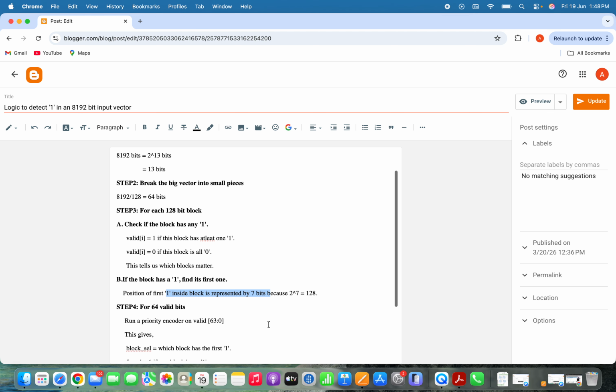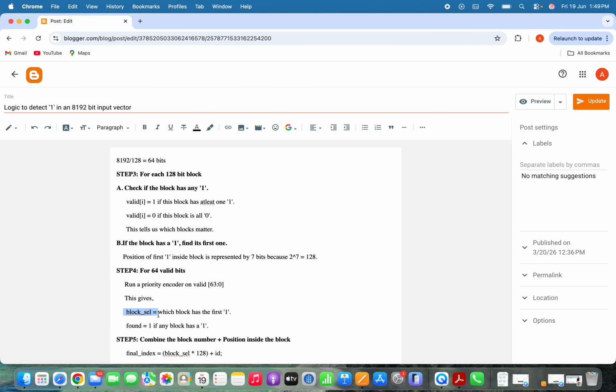After processing all the blocks, we have a total of 64 valid bits. These valid bits are fed into a 64-bit priority encoder. The priority encoder identifies the highest priority block that contains a logic 1. The output of the priority encoder is called block select. This block select indicates which 128-bit block contains the overall leading one. Since there are 64 blocks, block select requires 6 bits.